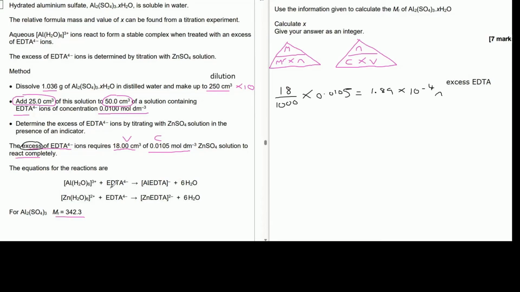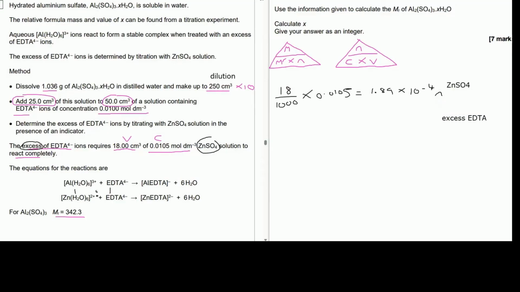If we go down to this equation, we can see that that's in a 1-to-1 reaction with the zinc. But actually, that was the zinc solution I've worked out. So getting myself in a muddle there. But it doesn't really matter because they're the exact same, but this was the zinc sulfate solution.